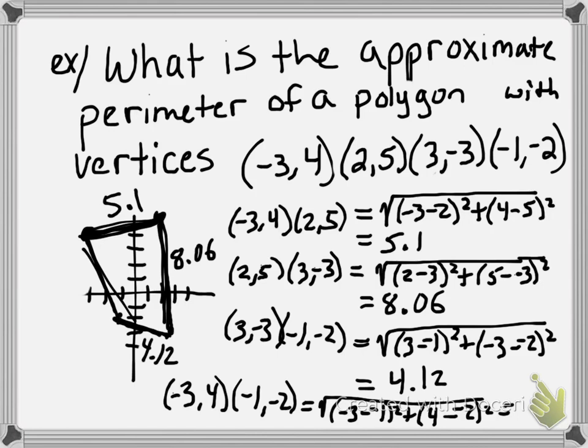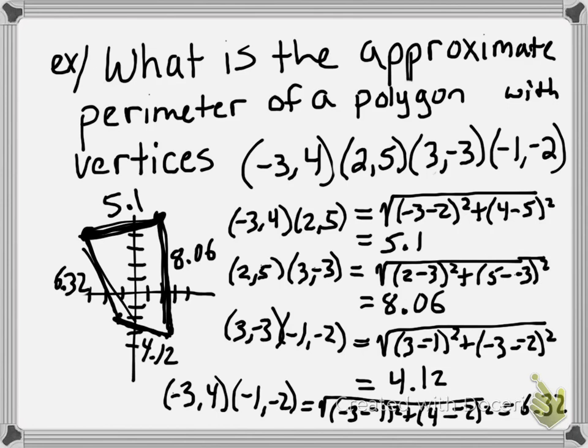Let's see if we can find our distance. So again, just typing that in there. (Negative 3 minus negative 1) squared plus (4 minus negative 2) squared. That one I get 6.32. Okay, so the side is 6.32. Okay, so we've done all of that work.